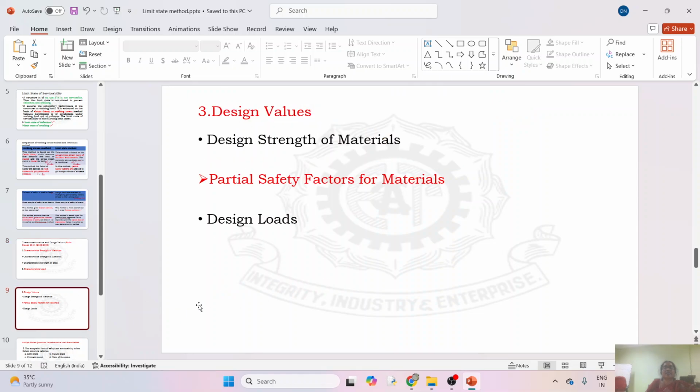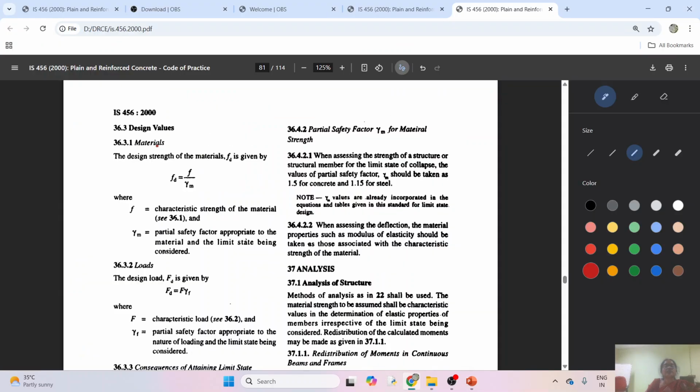The next one is design values. Design strength of materials and design load. Partial safety factors for the materials. So the next topic is design values. The design value is given in IS 456 2000, clause 36.3.